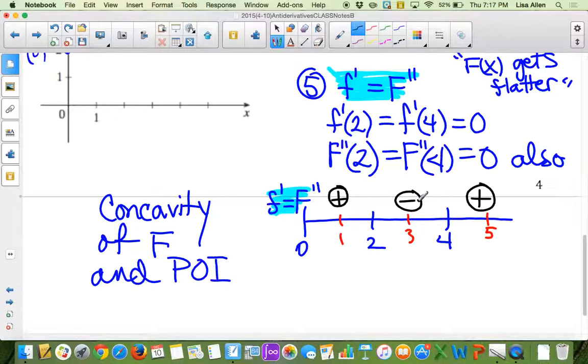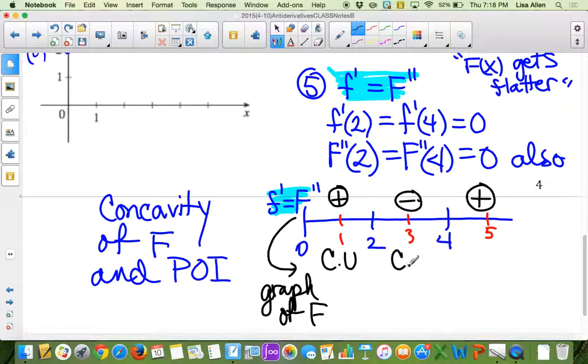We're going to say that since f double prime is what we're looking at, that means on the interval from 0 to 2, the graph is concave up. Now remember, we're talking about the graph of capital F. So on the interval from 0 to 2, the graph of capital F is concave up. The graph of capital F is concave down from 2 to 4. And then from 4 to infinity, the graph will be concave up again.